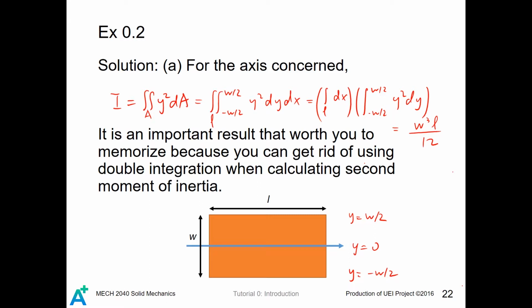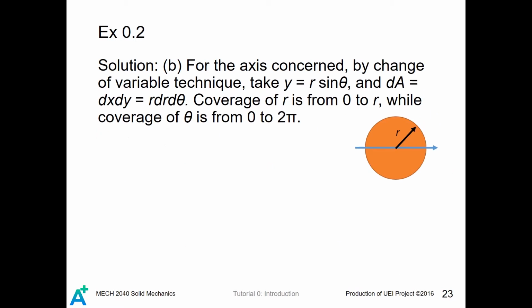Notice that it is a very common result that you have to know, because after dealing with such a common shape, you know there is a formula describing its second moment of inertia. So you don't need to use the double integral technique again and again to find the moment of inertia. Instead, you use the equation directly. Next, let's try to evaluate the moment of inertia of a circular shape.